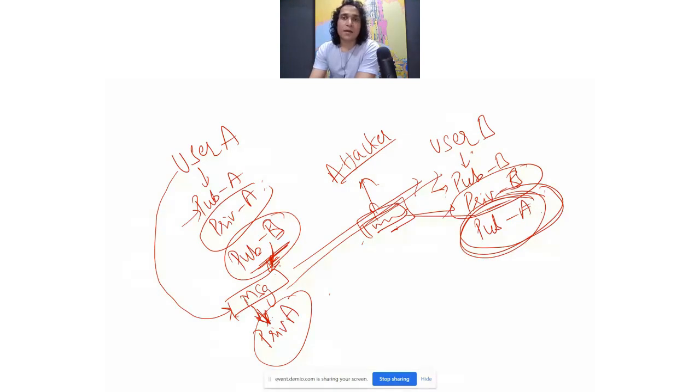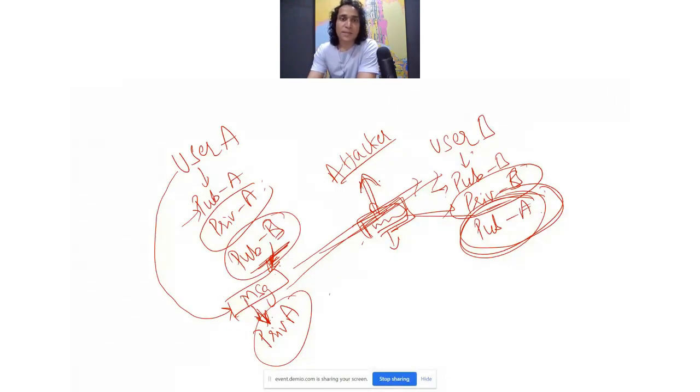So don't think that only the public key can be used for encryption, not the private key. That is not the case. Any key can be used for encryption and decryption purposes. It depends on what the purpose is. Now in this case there is a problem, because let's say this message is traveling over the network and it is intercepted by an attacker. The attacker can decrypt this message, right?